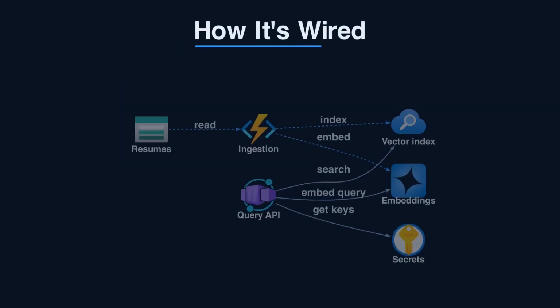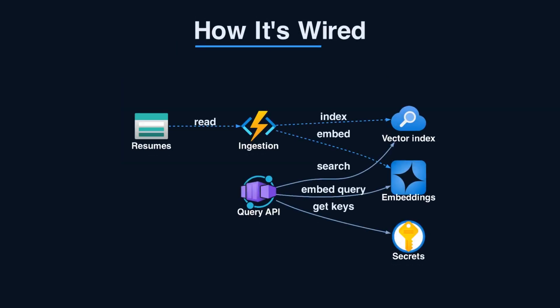Here's the whole system. A Python ingestion service reads resumes from blob storage, calls Azure OpenAI's text-embedding-3-large model to turn each one into a vector, and writes those vectors into an Azure AI Search index. On the query side, an API, say Azure Functions or Container Apps, takes a job description, embeds it the same way, and queries AI Search. Key Vault holds the keys so nothing is hard-coded.